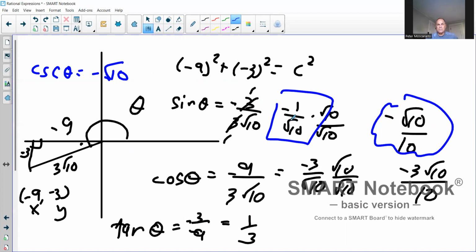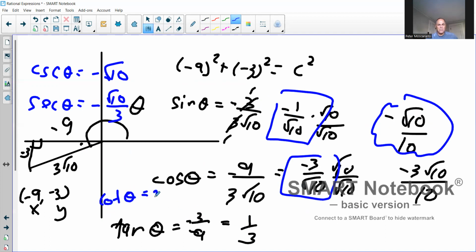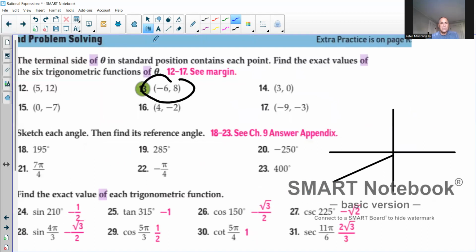Go back to this one. So I bet you can figure out secant. Let's go back to this version. Flip that, and you get negative root 10 over 3. In cotangent, just flip over 1/3 and you get 3 over 1. There you go. All right, so that's how you do 12 through 17.